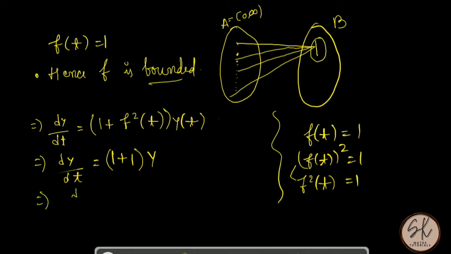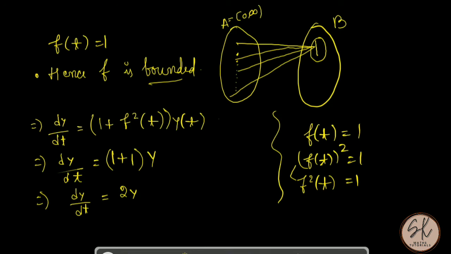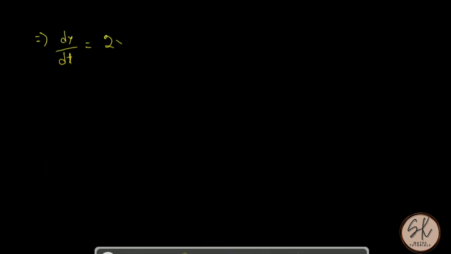So now this becomes dy/dt = 2y. Now dy/dt is equal to 2 into y. Alright, so now we will use the variable separable method for finding its solution. So what we will do? dy/y is equal to 2 dt.